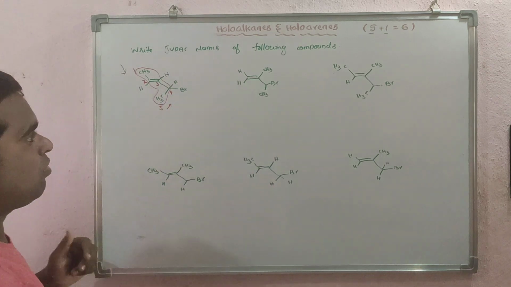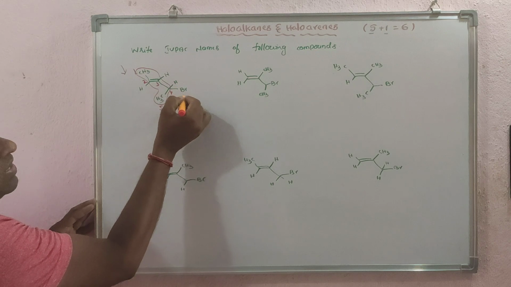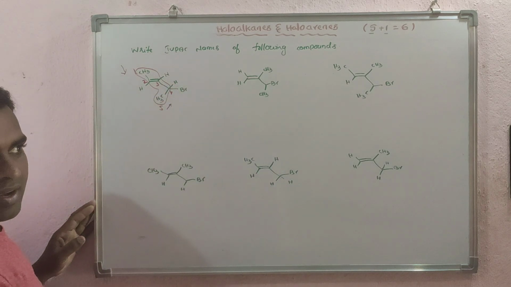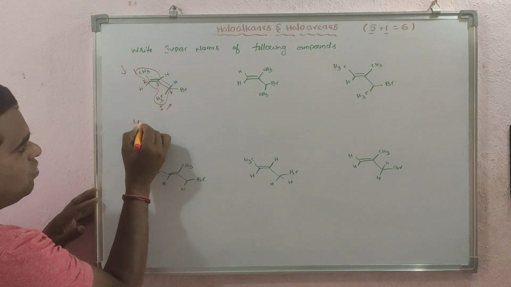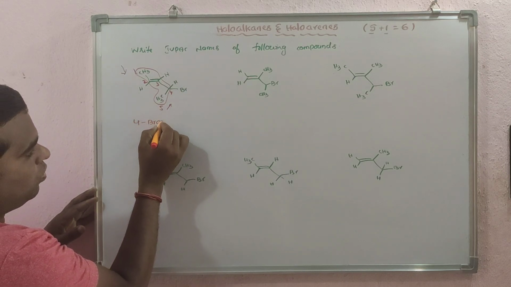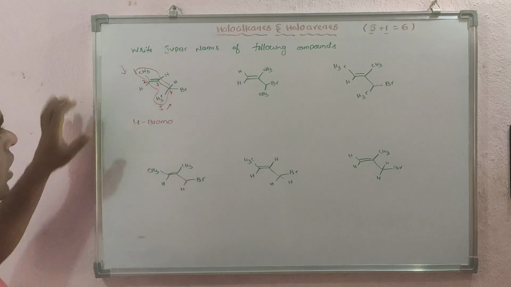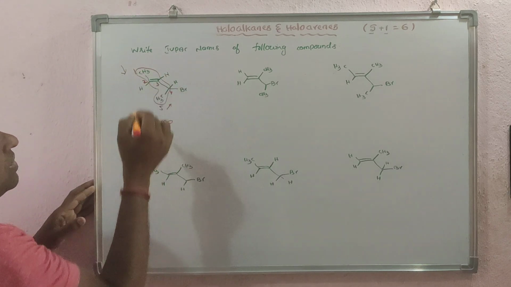Clear? Substituents you have to write. What are the substituents here? Only one, that is the bromine. Clear? And this is bromide, and where is it present? On the 4th carbon. So that's why 4-bromo. Now, how many carbon atoms are present here?